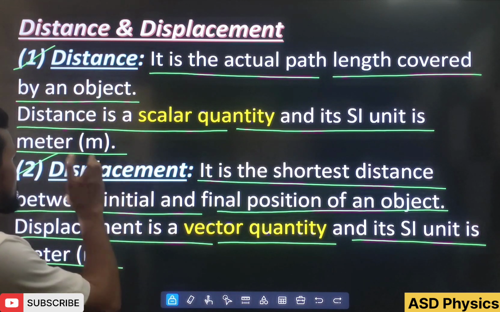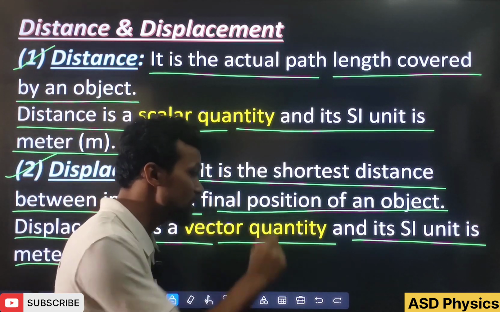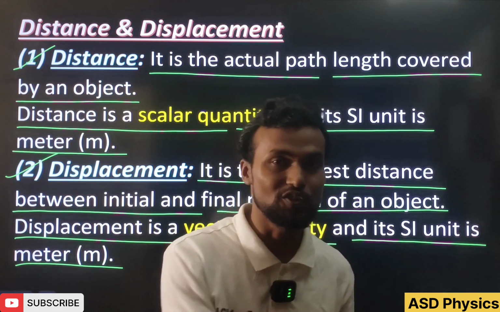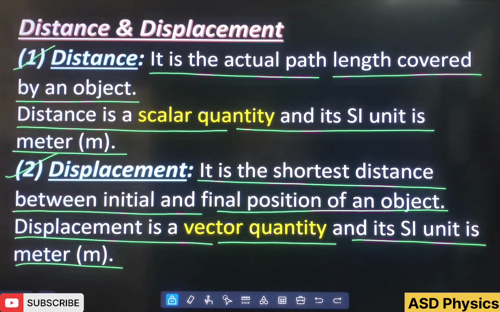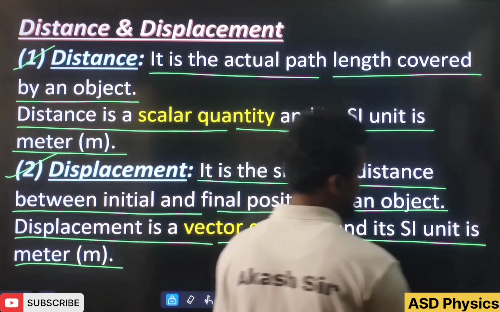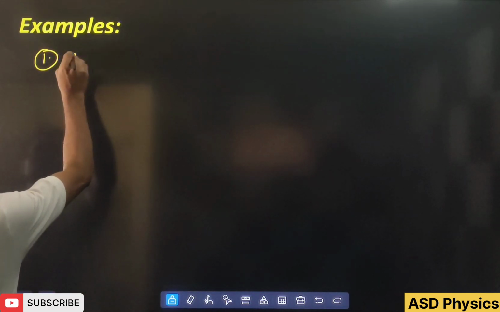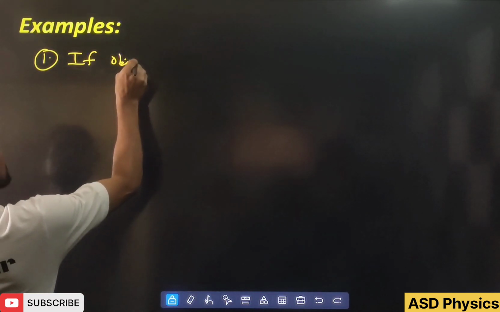If we talk about displacement, it is a vector quantity, so it can be positive also, it can be negative also, or it can be zero also. Okay, so kindly see very well this distance and displacement. Now students, if we take one example, we are going to see here. Let's take for example the first example I have taken here. In this, if an object travels in a straight line, what is this?